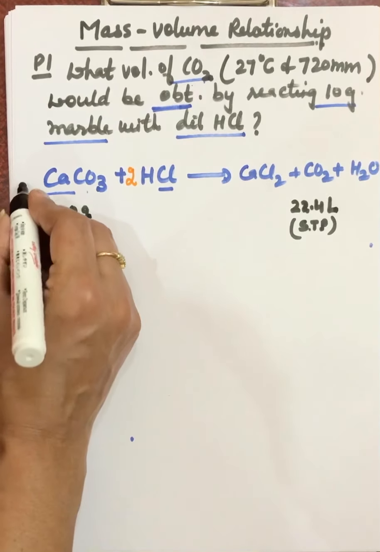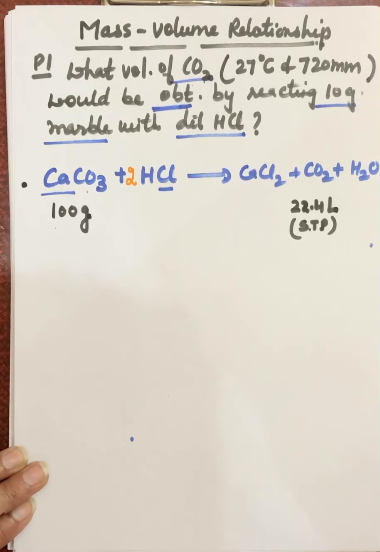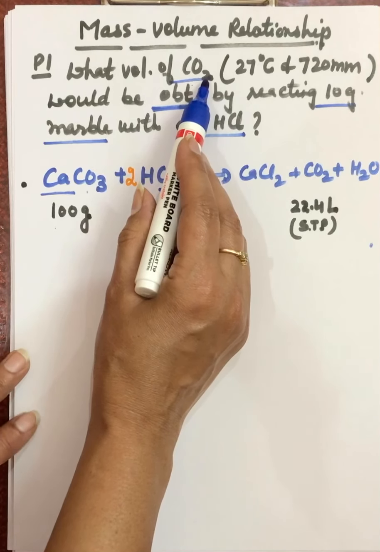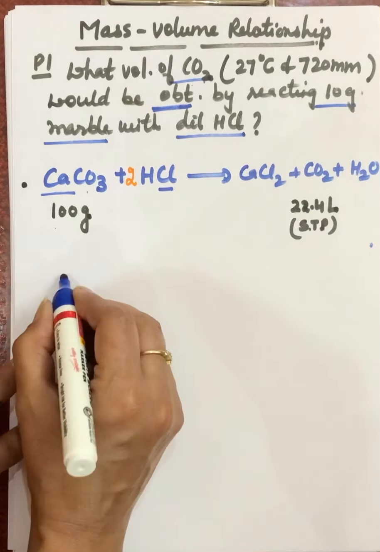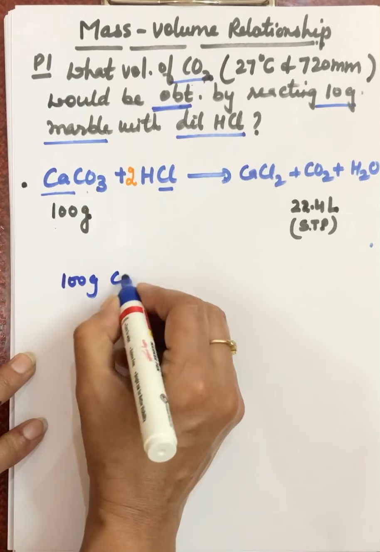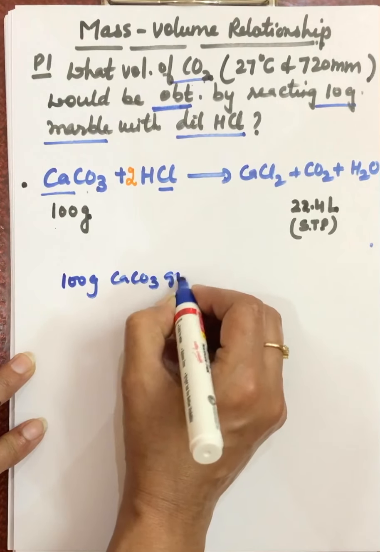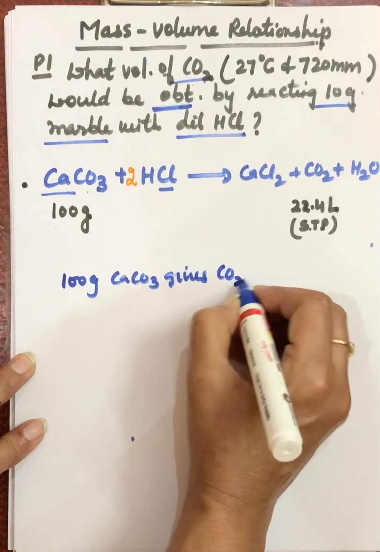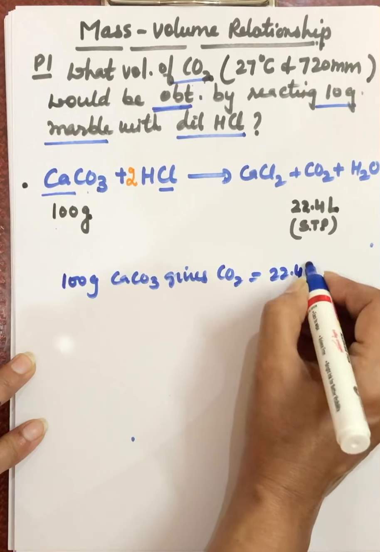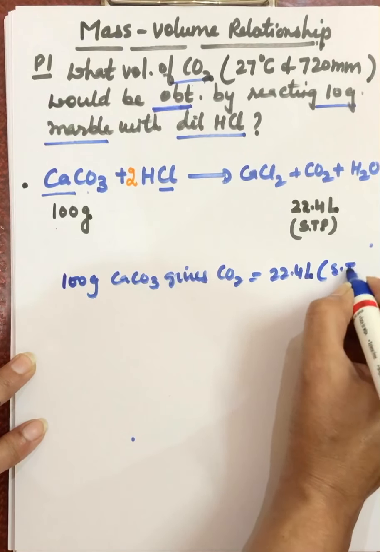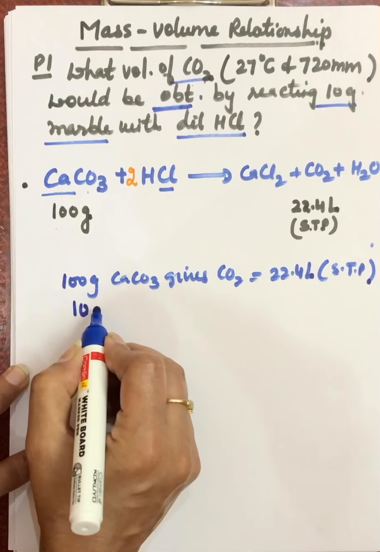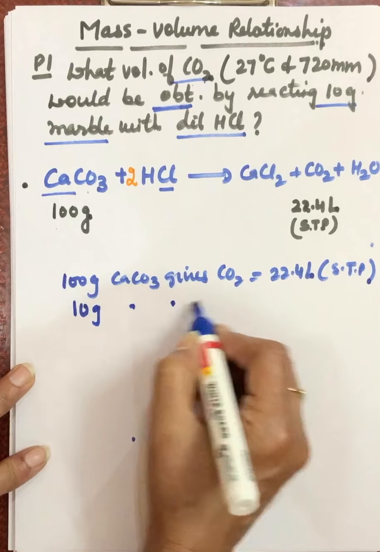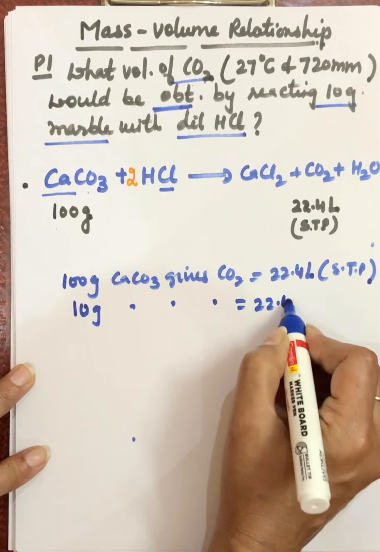So this is the first part we have written. But the volume of CO2 we have to find out when 10 gram of marble is reacting. So 100 gram CaCO3 gives CO2 equal to 22.4 liter, but this is at STP. And according to the question, only 10 gram marble we are reacting. So how much CO2 are we getting?